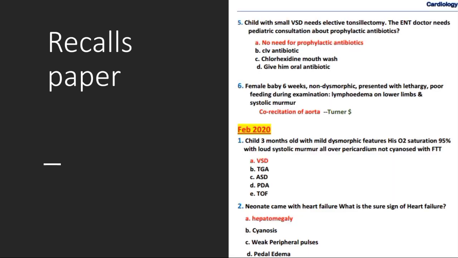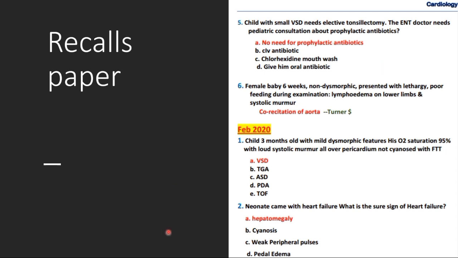Now see some recalls. For example, in question number 5, a child with a small VSD needs an elective tonsillectomy. The ENT doctors need pediatric consultation about prophylactic antibiotics. For prophylactic antibiotics with a VSD, there is a guideline available. So you see the guidelines. In the guidelines, there is no need for prophylactic antibiotics. All the other options are wrong. No need for prophylaxis with tonsillectomy now. So they have changed the guideline. Initially, we gave antibiotics for prophylaxis in any surgery.